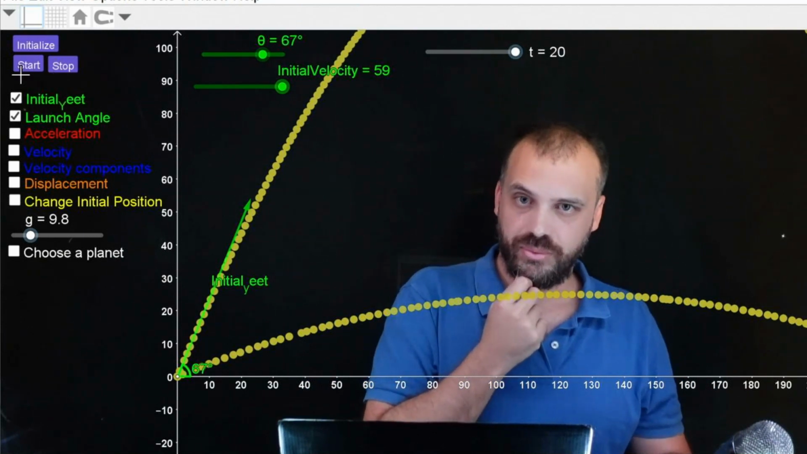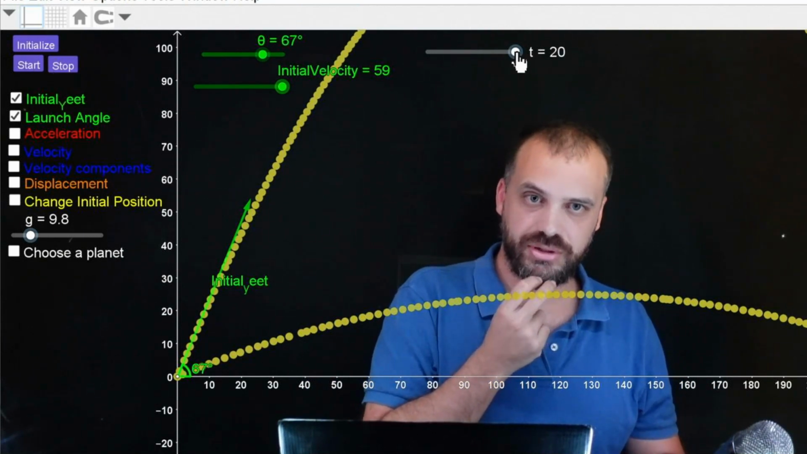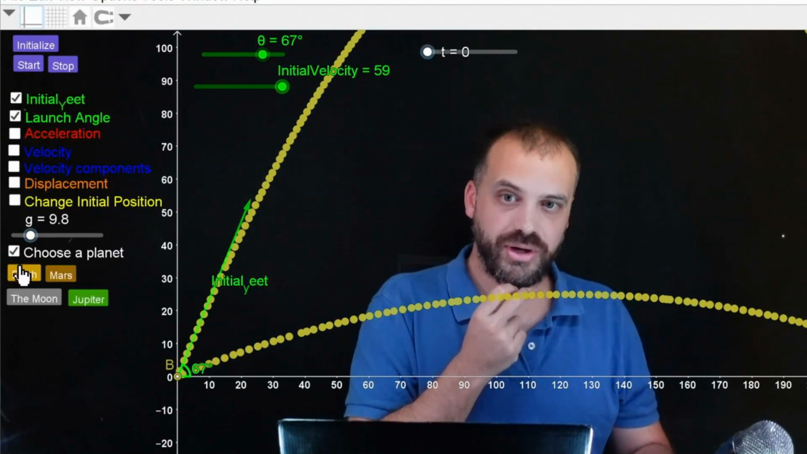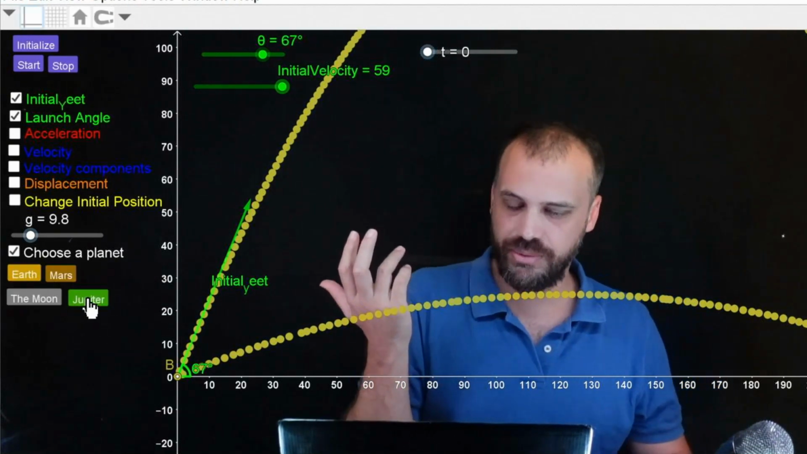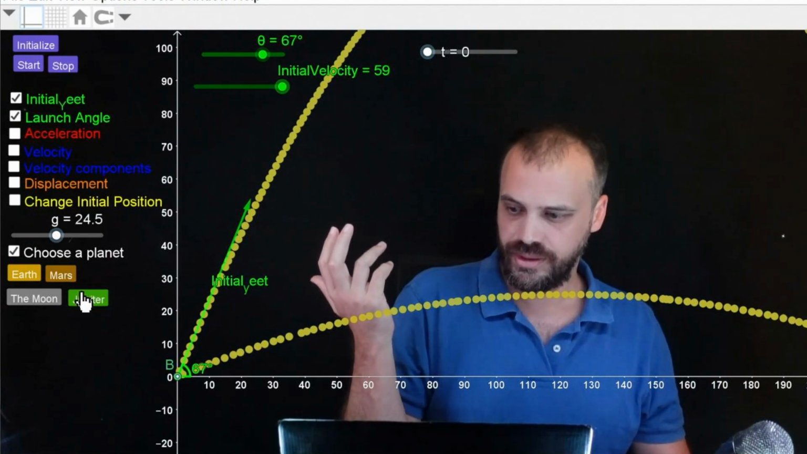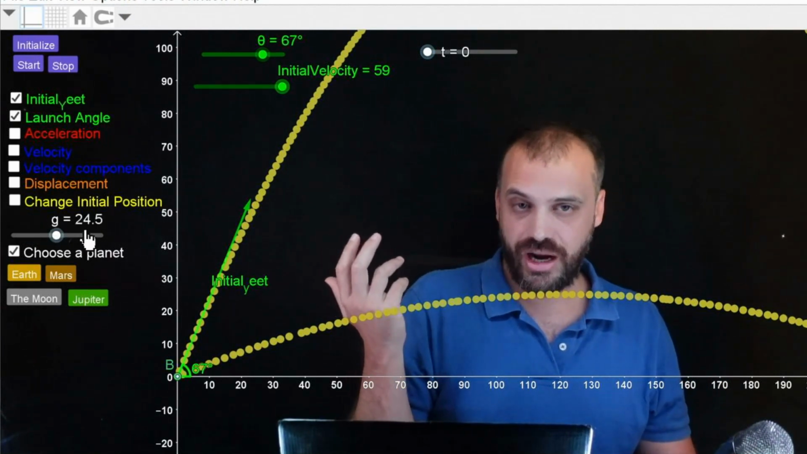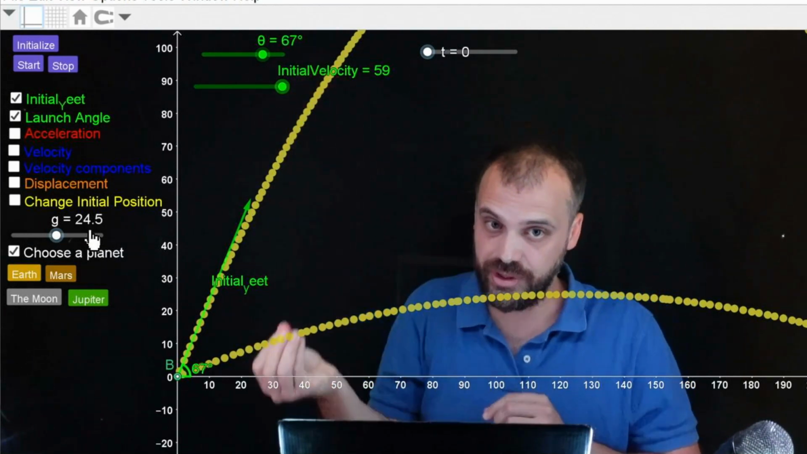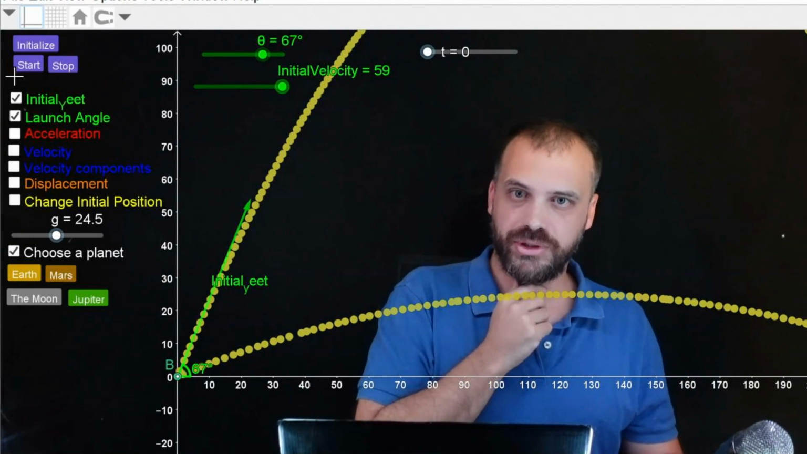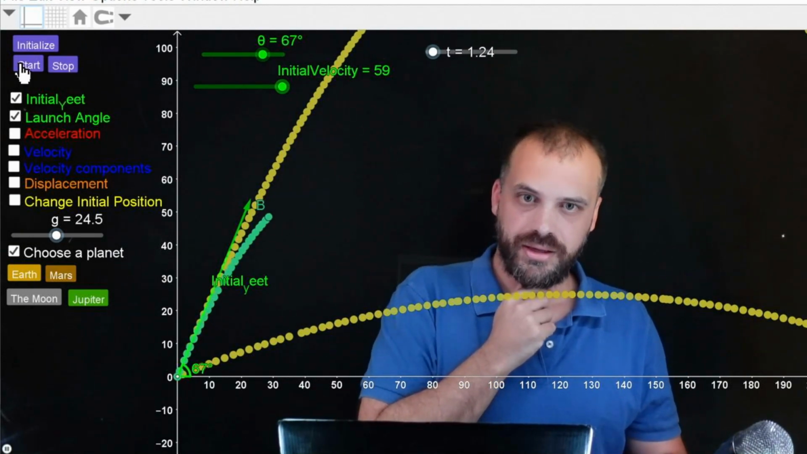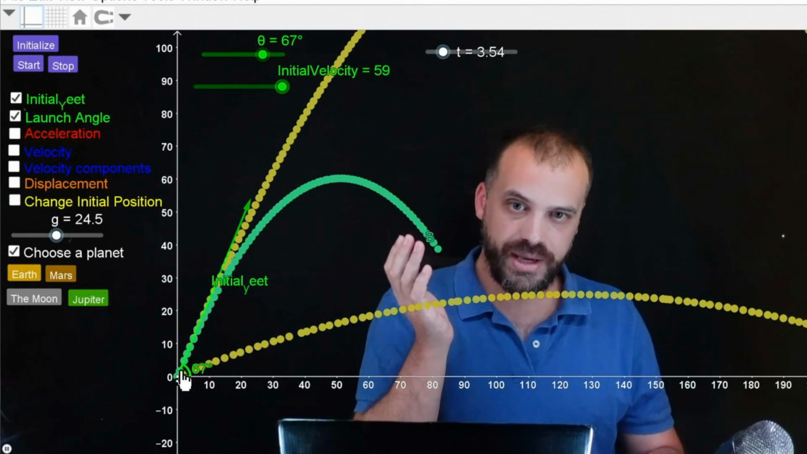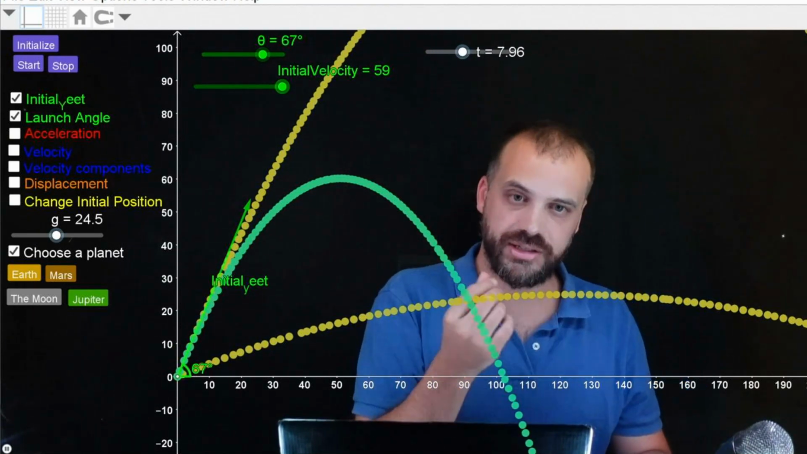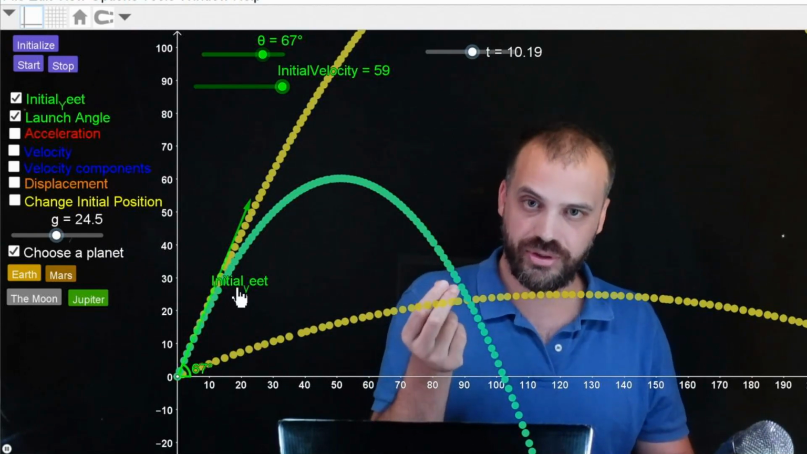So if we go back to time zero, this was our last launch. If we were to be on a different planet, let's say we were to go to Jupiter with a different gravity, 24.5 meters per second squared pulling us down here, and we were to launch that, you can see that we make some pretty good progress at the start, but we don't get nearly as high and as far as when we were on Earth.